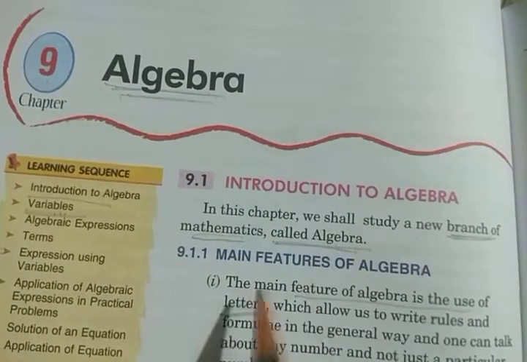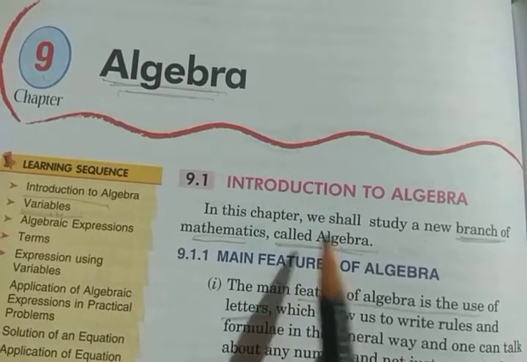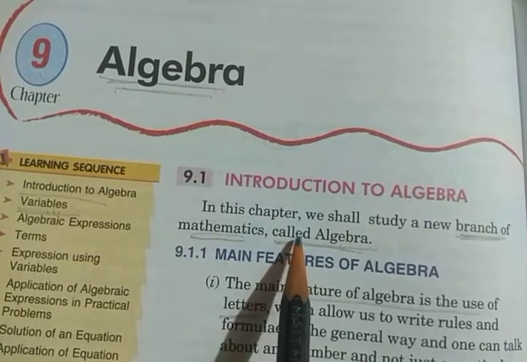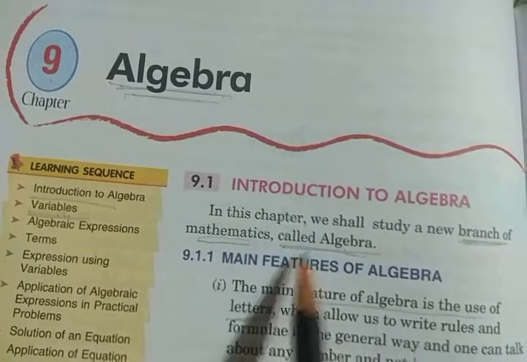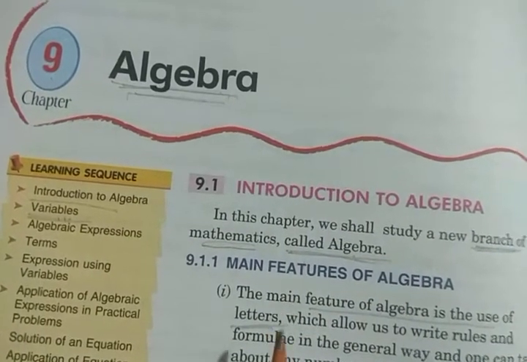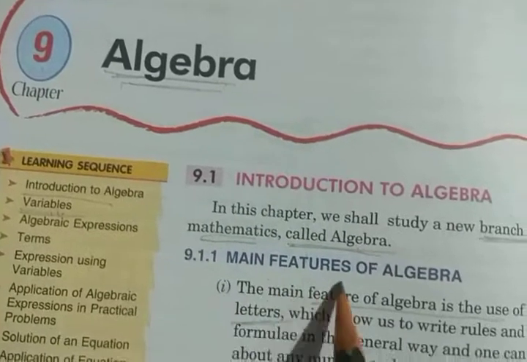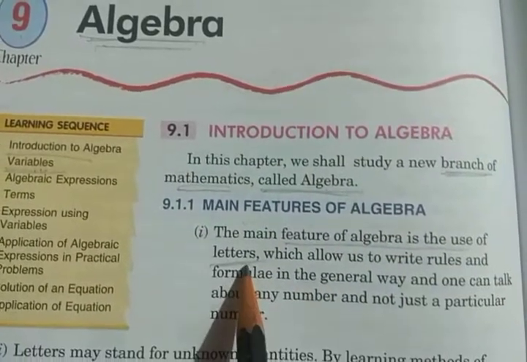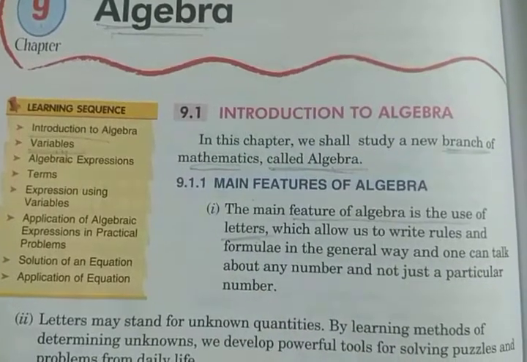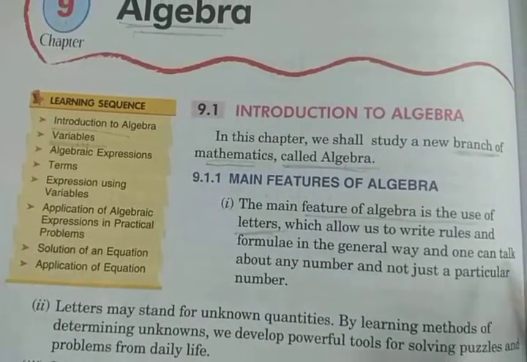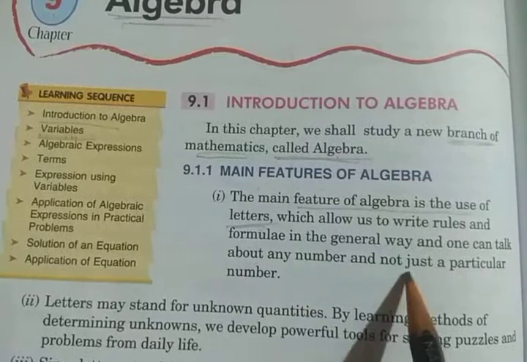Algebra is the use of letters x, y, z, a, b, c, d, whatever. So the main feature of algebra is to use the letters which allow us to write rules and formula in the general way, and one can talk about any number and not just a particular number.